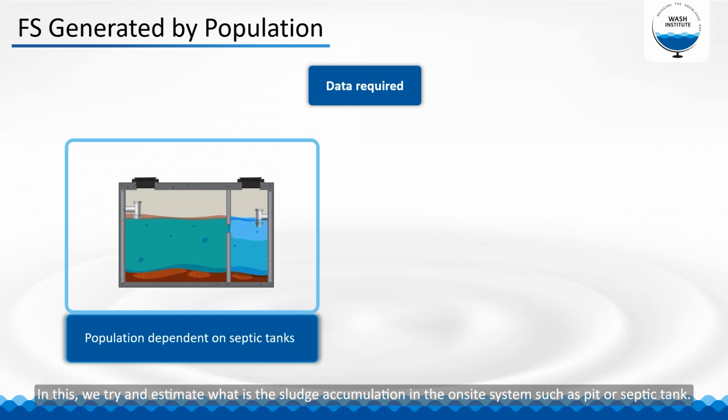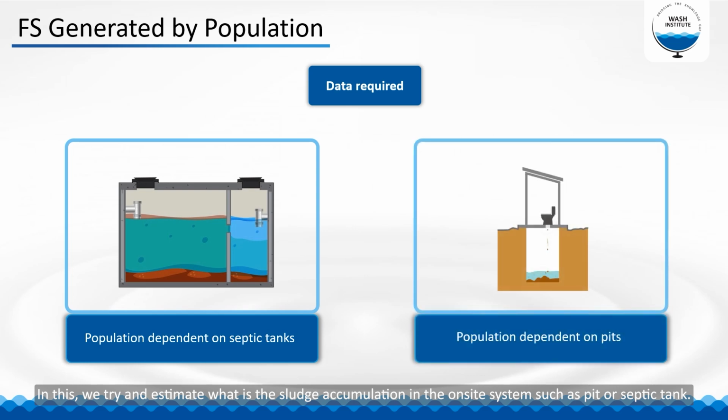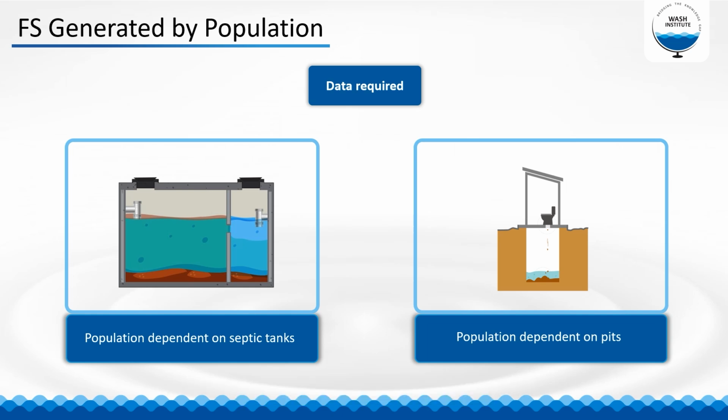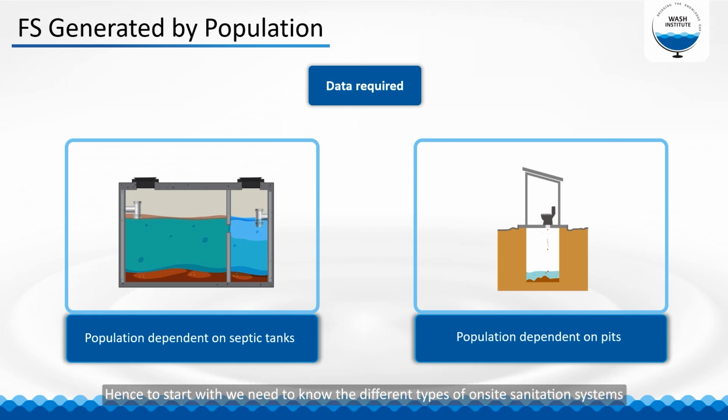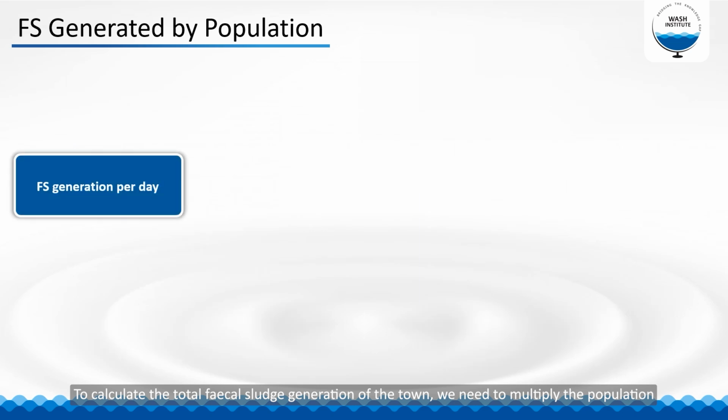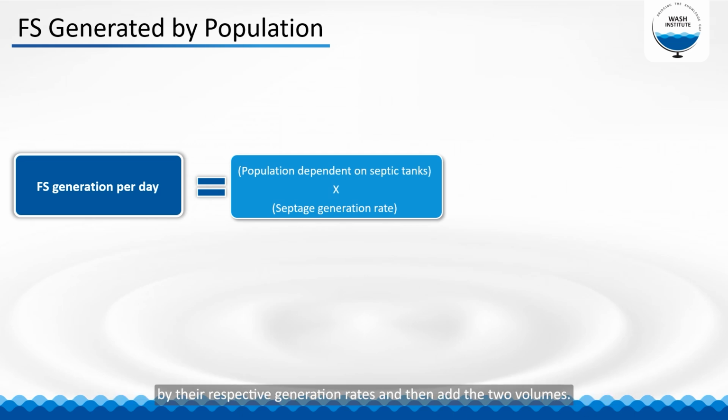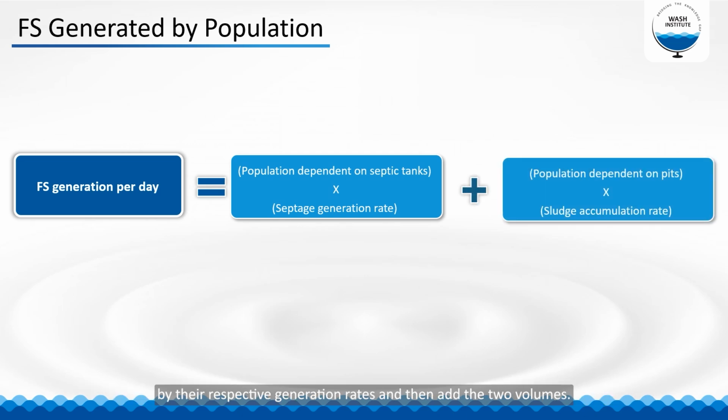In this, we try and estimate what is the sludge accumulation in the on-site system such as pit or septic tank. Due to their designs, the accumulation rates are different. Hence, to start with, we need to know the different types of on-site sanitation systems and the number of households using them. To calculate the total fecal sludge generation of the town, we need to multiply the population by their respective generation rates and then add the two volumes.